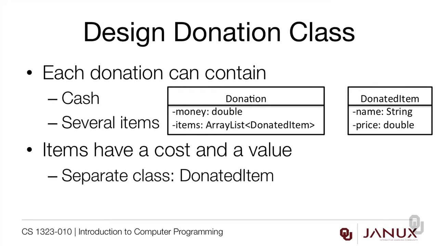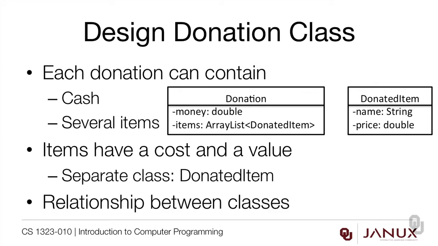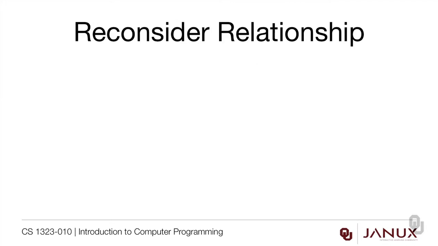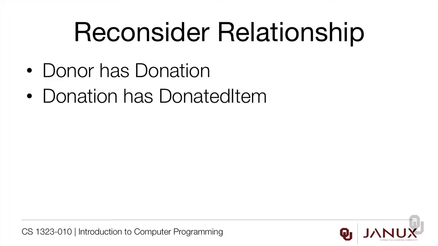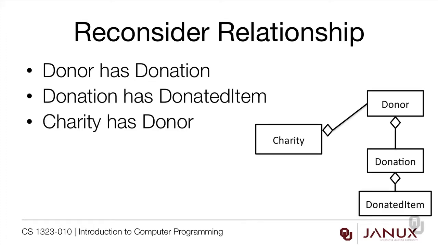Now you can see the donated item is aggregated by donation. So the relationship between classes is shown this way in UML with the open diamond. Now it's time to reconsider that relationship that we put in earlier that we weren't too sure about. We know that donor has a donation, and that donation has a donated item, and that charity has a donor. So the figure on the right shows those relationships expressed in UML.